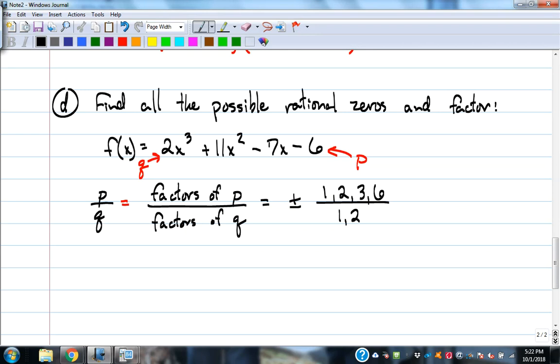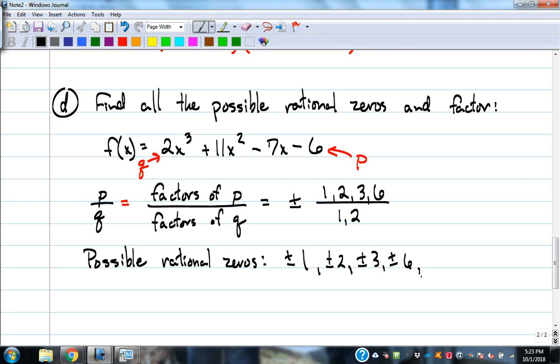Okay? Now, here's how we make our list. We divide the top numbers by the first one on the bottom. So 1, 2, 3, 6 divided by 1. Okay, so we have our P over Q list, the possible rational zeros. Plus or minus 1, plus or minus 2, plus or minus 3, and plus or minus 6. That's the ones where we're dividing by 1.